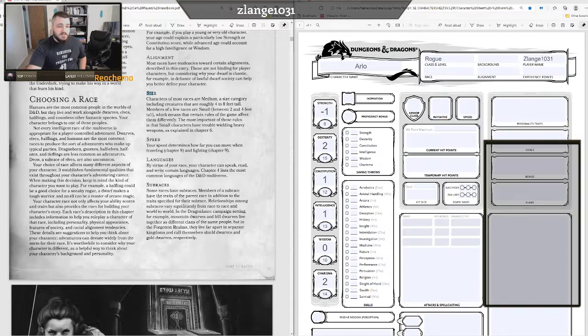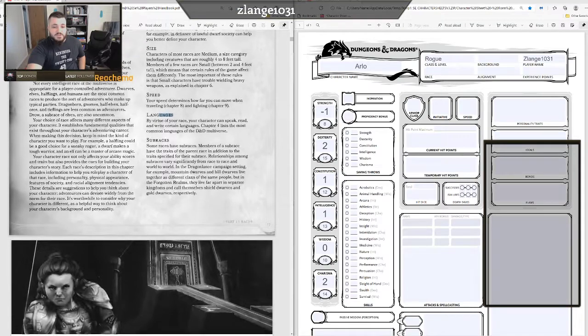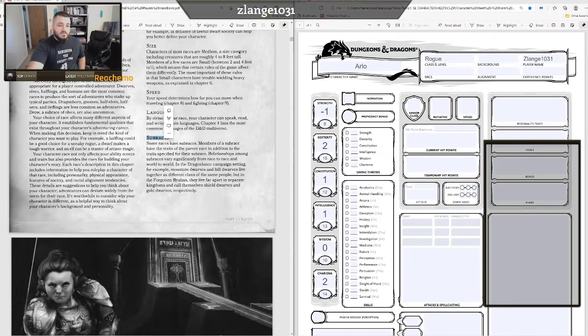Speed. Each race has their own speed, but usually it's 30 feet in a round, which is about 6 seconds worth of combat, so it's usually about 30 feet. Language. Each race has languages they're more proficient with, and a lot of races have sub-races which give you additional benefits.